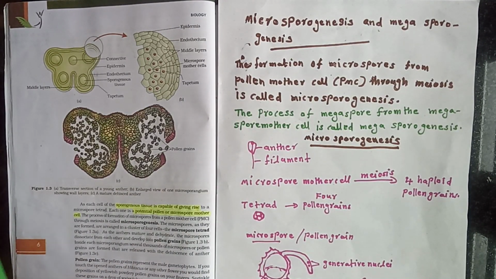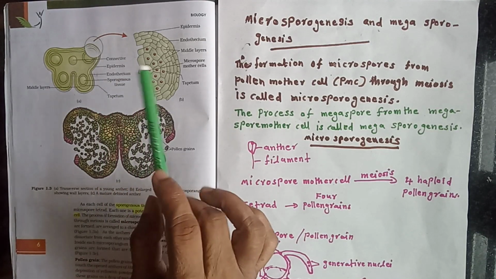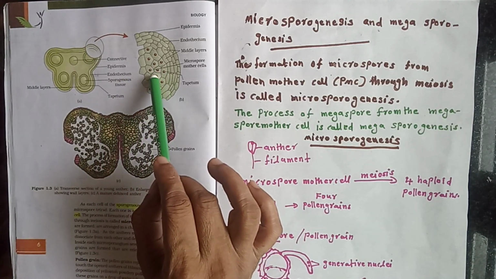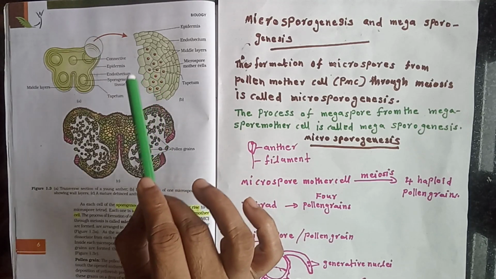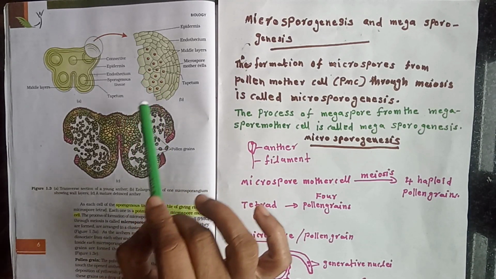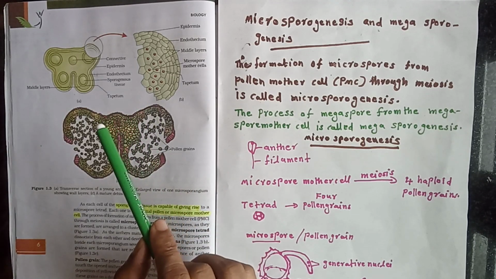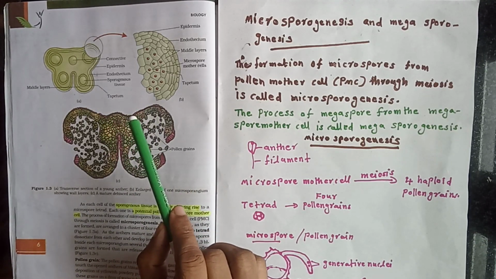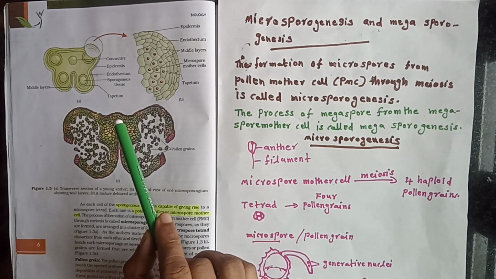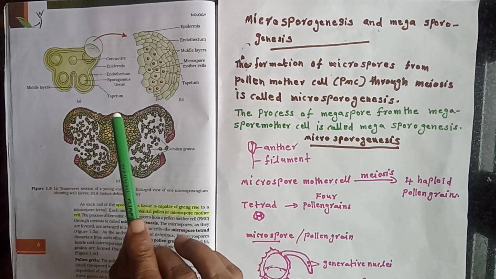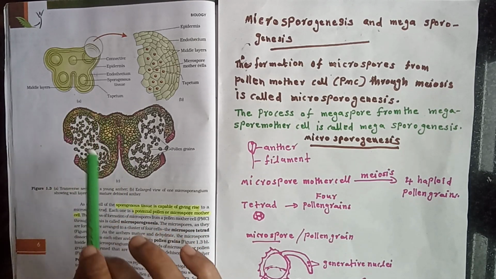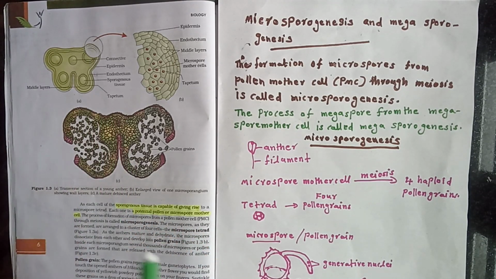Some diploid cells in the pollen sac act as microspore mother cells. Meiosis, or reduction division, takes place in the microspore mother cell and forms 4 haploid nuclei. At first, these 4 haploid nuclei bind together to form a tetrad. At maturity, they separate and come out from the anther.